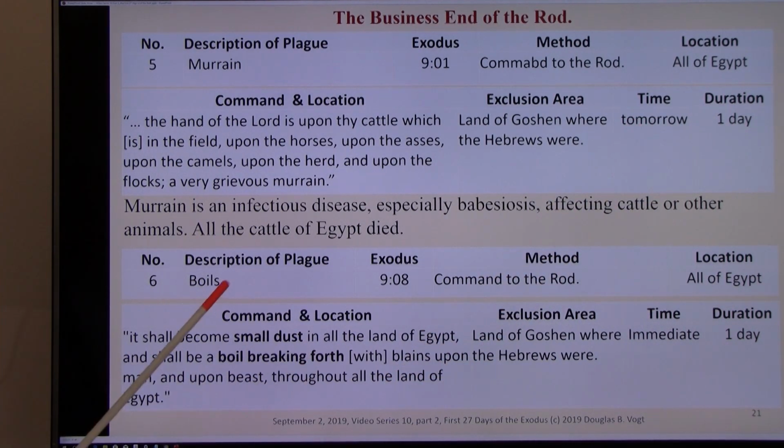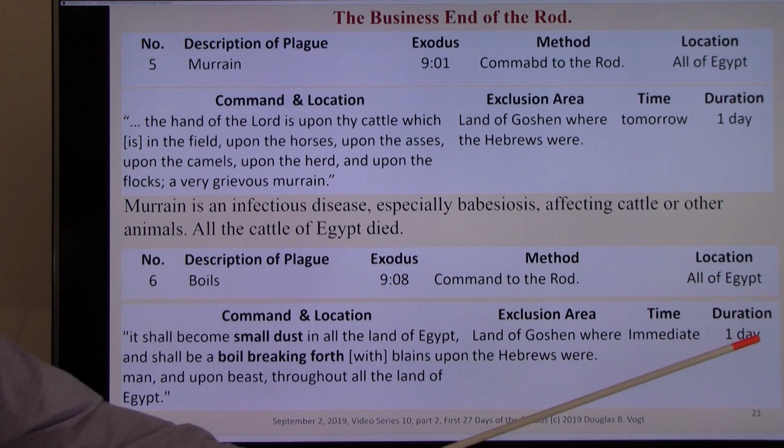Duration, 1 day. Number 6, boils. Command to the rod. Every time it's the command to the rod. All of Egypt. It shall become small dust, and all that land goes in. Boils breaking forth from the dust. It tells you where and stuff like that. Land of Goshen is excluded, immediate, 1 day.